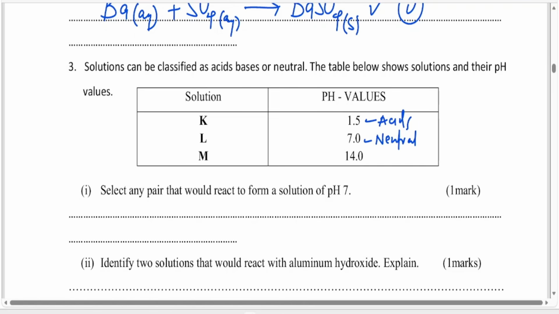Then substances from 7.1 all the way to 14, those give us a base. So we remember we also have strength of these substances. We have strong acids and also weak acids, strong bases and also weak bases. So in this particular table, select any pair that would react to form a solution with pH 7.